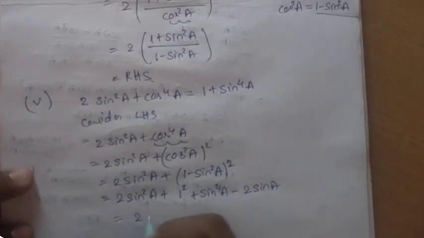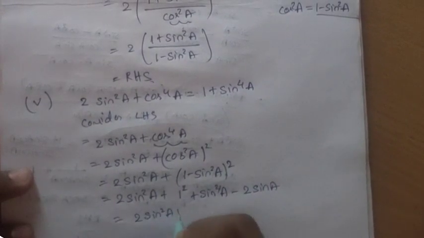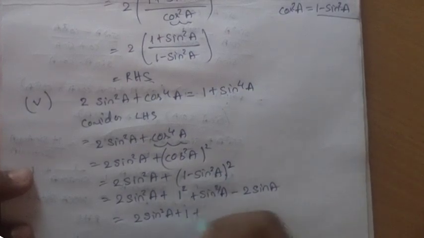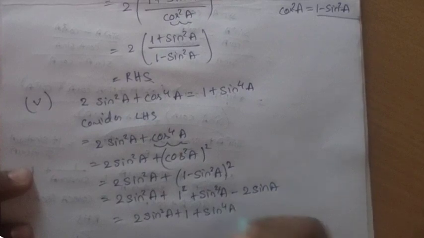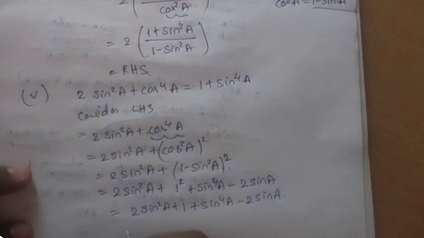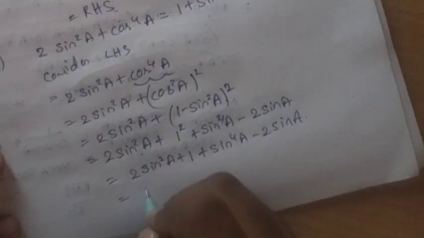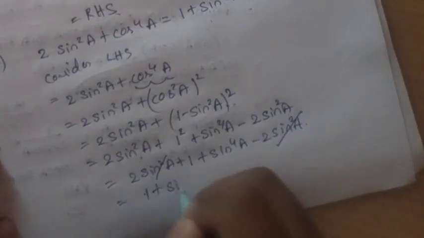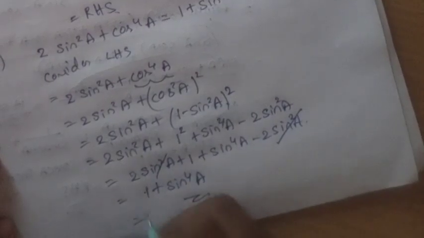So now 2 sin square a plus 1 plus sin power 4a minus 2 sin a. So here if we take sin square a, the 2 sin square a and 2 sin square a get cancelled. The remaining thing is 1 plus sin power 4a. So this is your RHS.